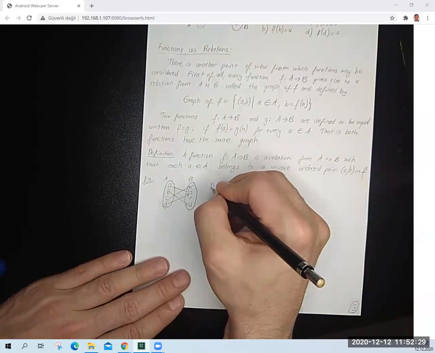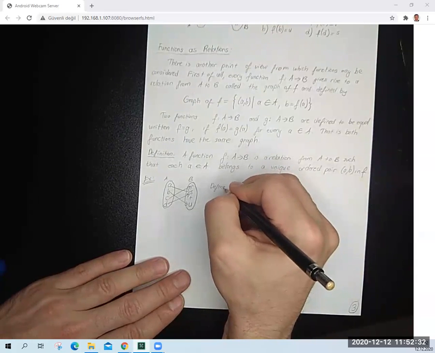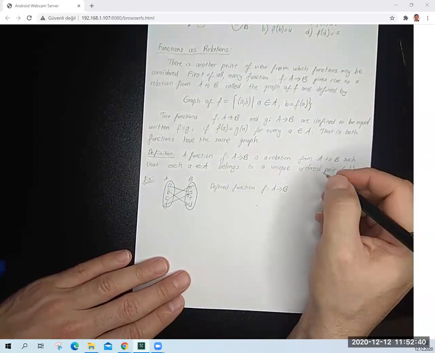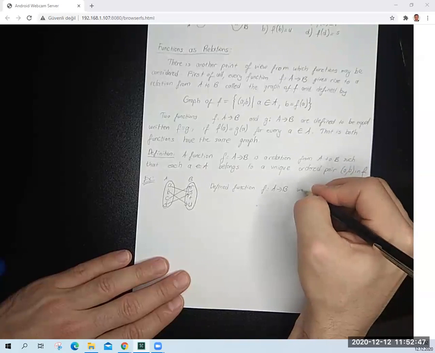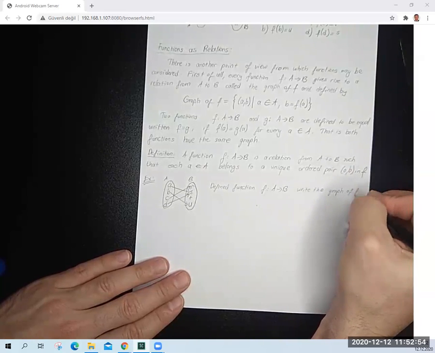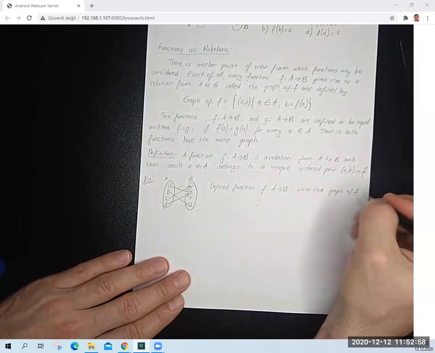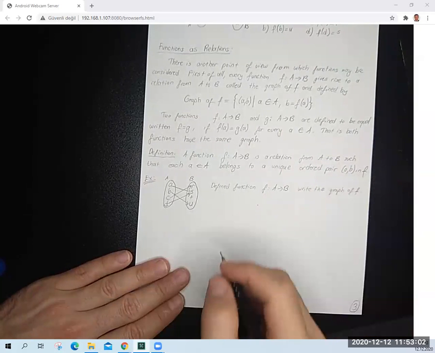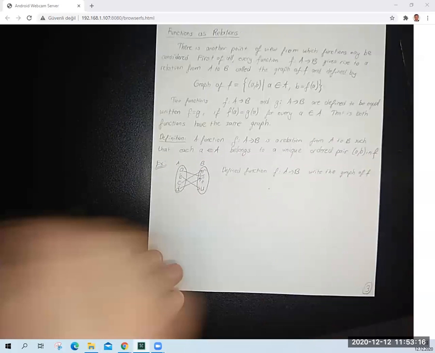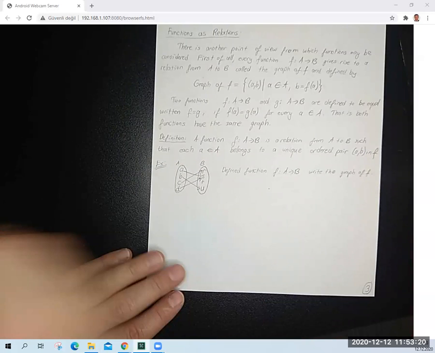Okay, define the function f from A to B. Write the graph of f. So the graph of f is what? a goes to s, and b goes to u, and c to r, and d to s.